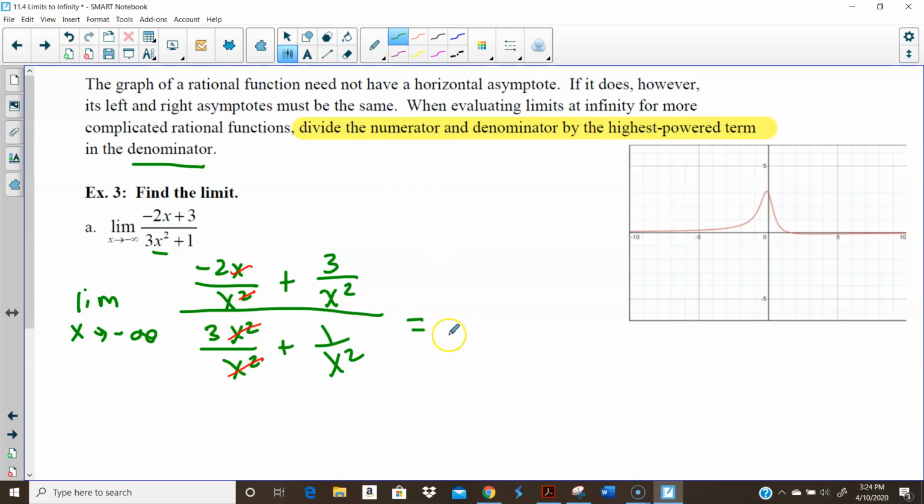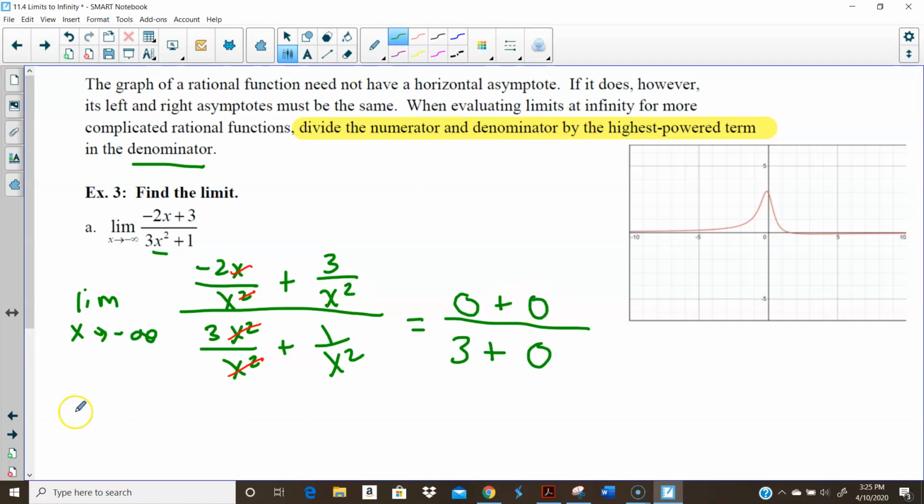Here, this is just 3. So on the bottom I have 3. 1 over x squared, if I were to plug negative infinity in for x and square it, the denominator is going to blow up into a really big number. And 1 divided by a really big number is going to be 0, or at least approach 0. Here, you can see I have negative 2 over a really big number, negative infinity, and that's also going to move to 0. And then 3 over negative infinity squared is going to move to 0.